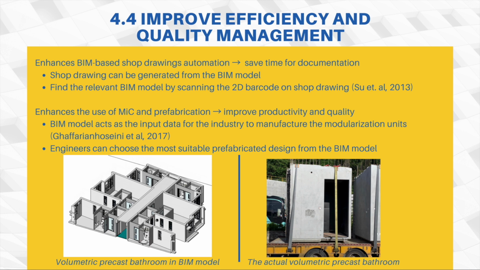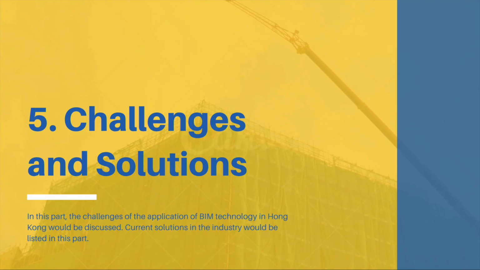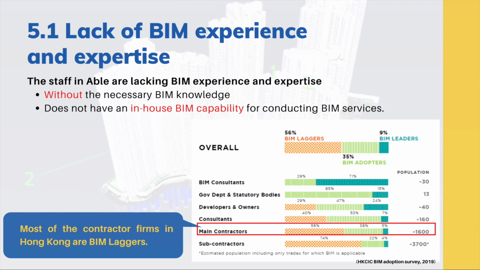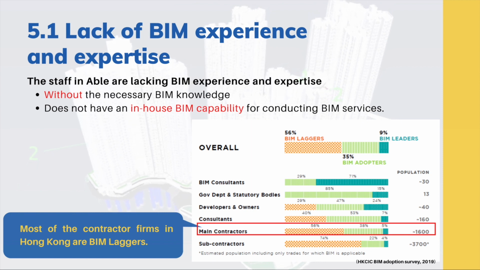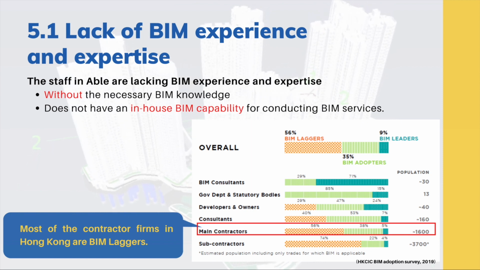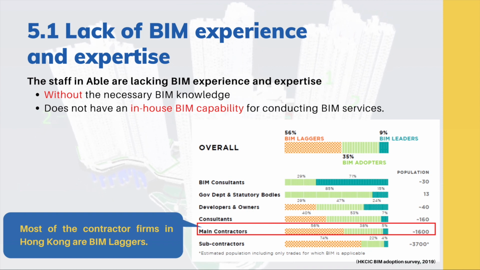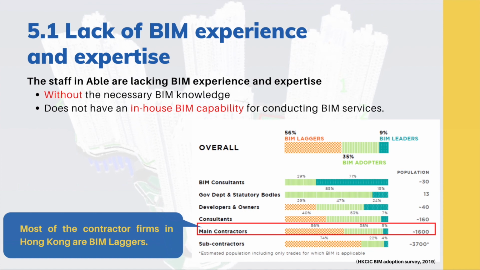Therefore, the application of BIM will further enhance the productivity and the quality in the construction stage. In this case, ABLE is a relatively small contractor in Hong Kong. The staff in ABLE lack BIM experience and expertise. They do not acquire the necessary BIM knowledge and do not know how to operate BIM software. Actually, most of the contractor firms in Hong Kong are BIM laggers. It is stated that the construction company does not have active BIM projects. Therefore, ABLE does not have an in-house BIM capability for conducting BIM service.